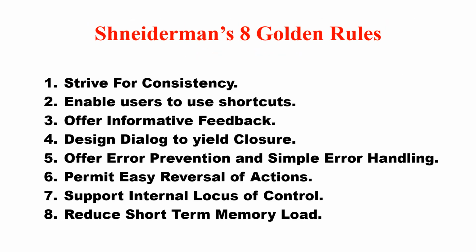Next, there are a total of 8 Shneiderman's golden rules. First one is strive for consistency, then enable users to use shortcuts. Next, offer informative feedback. Next, design dialog to yield closure. Next, offer error prevention and simple error handling. Next, permit easy reversal of actions. Next, support internal locus of control. And the last one is reduce short-term memory load. So let us see in detail one by one.